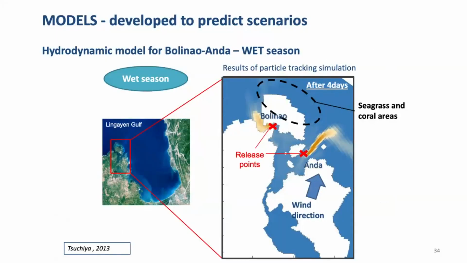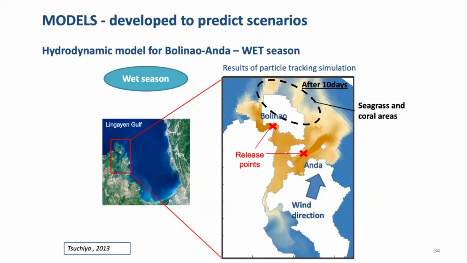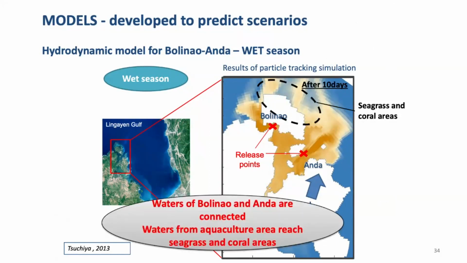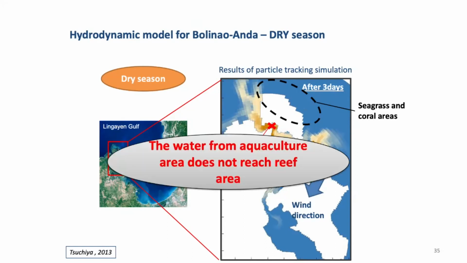The influence of water from mariculture areas, marked as X in the figure, is seen in this hydrodynamic model for Bolinao and Anda, where you see effluent from mariculture areas in brown reaching the seagrass and coral areas during the wet season. This influence, however, is not seen or is not as extensive during the dry season.